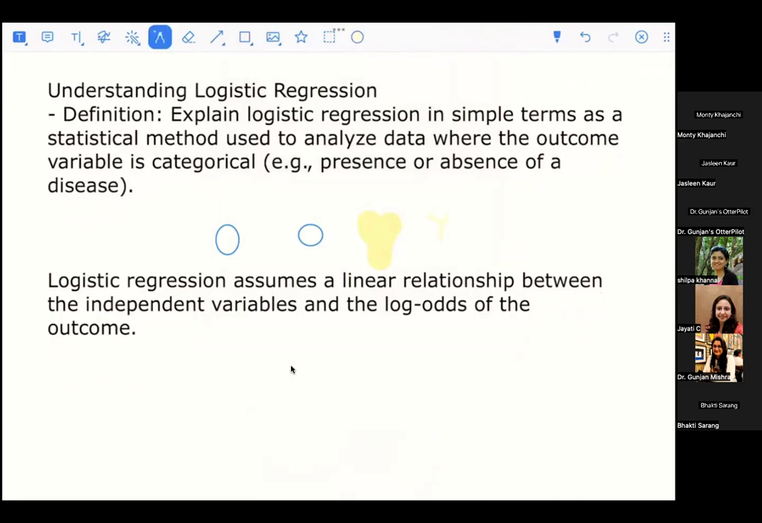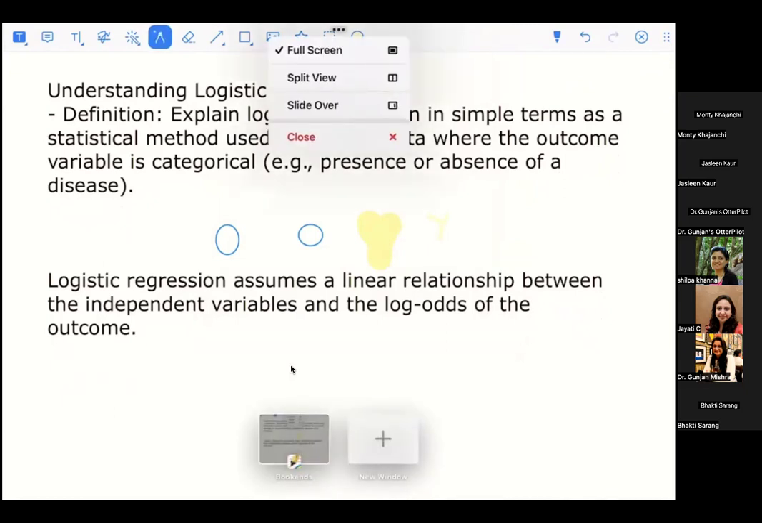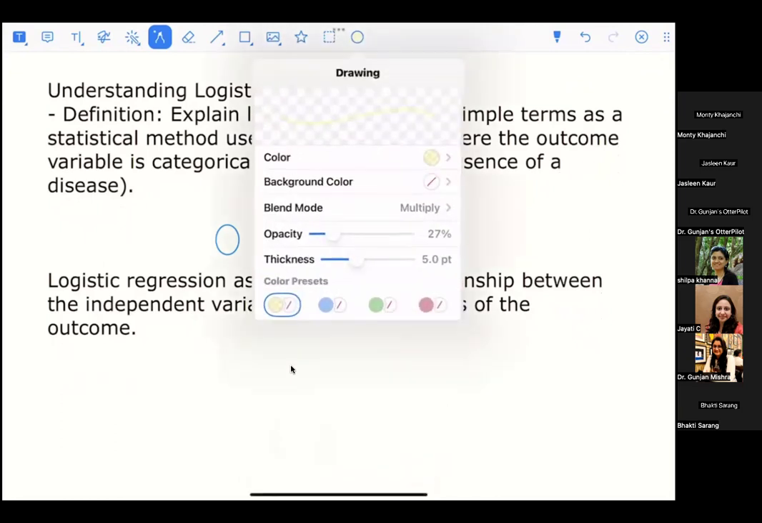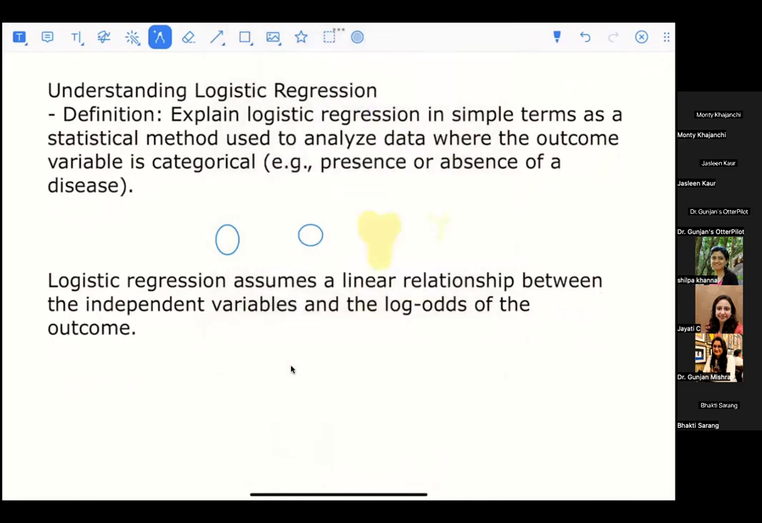Dr. Yadev, can you change the font color because yellow may not be very well visible? Yes, I'll change. It must be visible now. Yeah, that's fine.